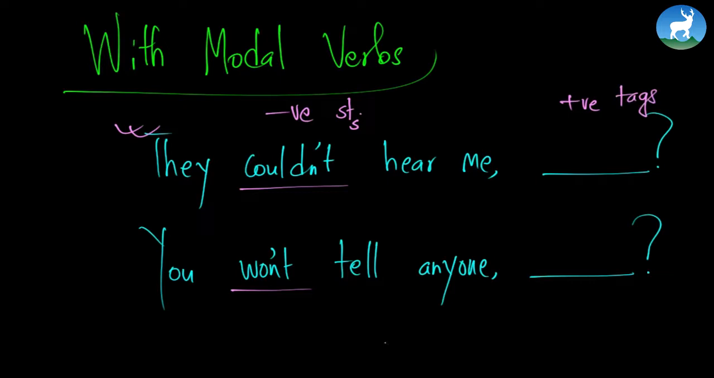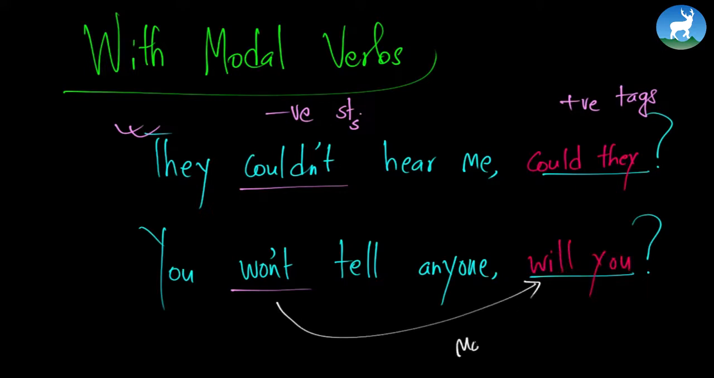So let's think about the tags. They couldn't hear me. Could they? Very good. You won't tell anyone. Will you? What did we just do? We used these modal verbs. So the modal verbs were repeated, right? That is what we did.